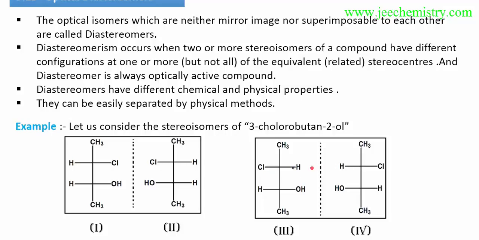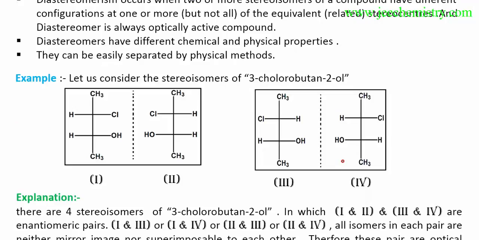Also these two compounds are enantiomers to each other, but the first and third compounds are neither mirror image nor superimposable to each other, and have different configuration at one or more equivalent stereocenter positions. It means the 1st and 3rd are diastereomers, 1st and 4th are diastereomers, 2nd and 3rd are diastereomers, 2nd and 4th are diastereomers, but 3rd and 4th are enantiomers, they are not diastereomers. I will explain each in detail, step by step.